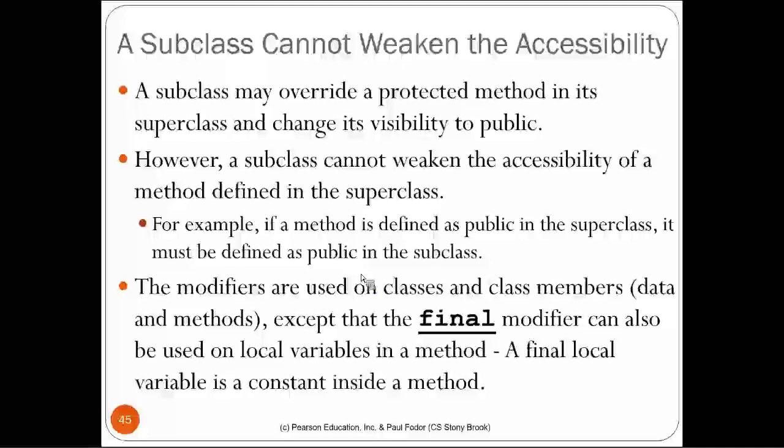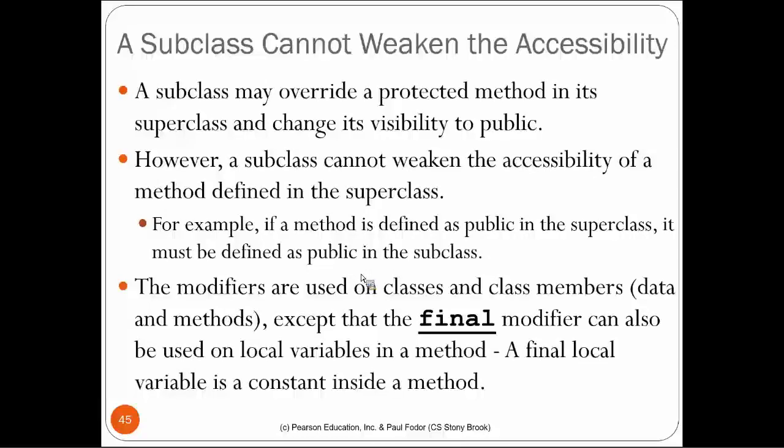So, a subclass cannot weaken the accessibility of data fields. Basically, we may override a protected method in the superclass and change its visibility to a higher visibility, like public. However, a subclass cannot weaken the accessibility of a method defined in the superclass. So, if the method is defined in the superclass as, let's say, public, we cannot define it as private or protected or default modified in the subclass. The visibility of the method in the subclass can only be equal or higher than the visibility of the method in the superclass. So we can define the method in the subclass as public only in this case.